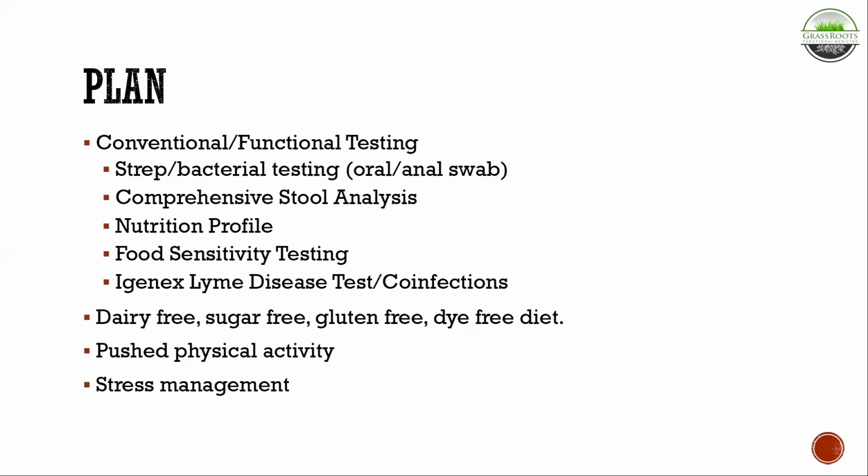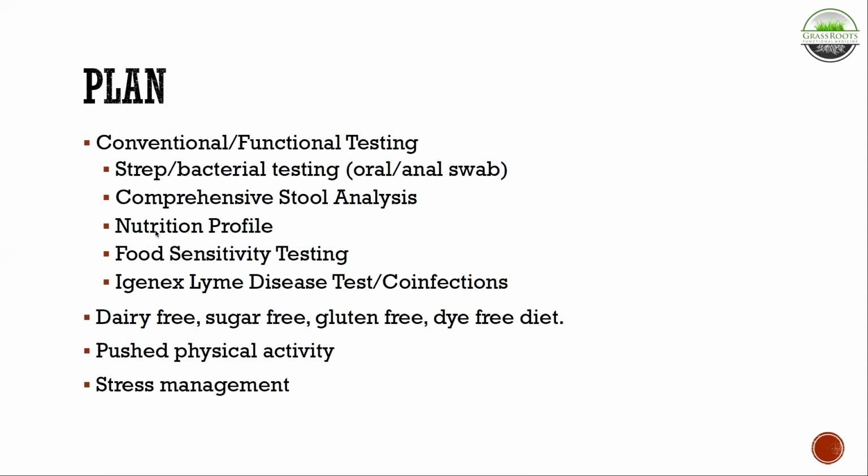We also did a food sensitivity panel. We did a comprehensive Lyme disease test through IGeneX, looking at Lyme and co-infections, because we knew that a tick bite had happened back in that summer where his symptoms started. Also started him on a dairy-free, sugar-free, gluten-free, dye-free diet, and then pushed stress management, physical activity, and sleep as well, because those foundational elements are just crucial to healing.